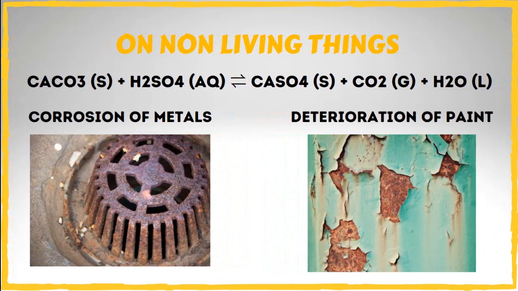Acid rain can damage buildings, historic monuments, and statues, especially those made of rocks such as limestone and marble that contain large amounts of calcium carbonate. Acids in the rain react with the calcium compounds in the stones to create gypsum, which then flakes off. As you can see in this chemical equation, calcium carbonate reacts with sulfuric acid to form gypsum, carbon dioxide, and water.